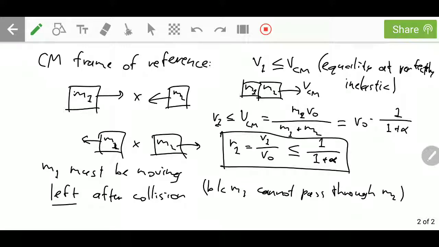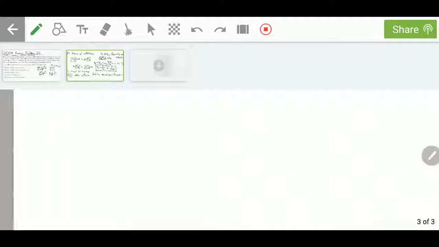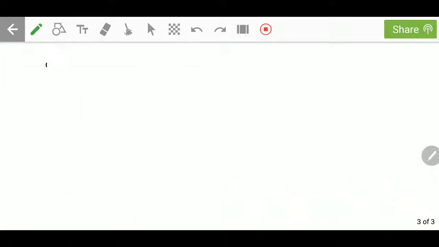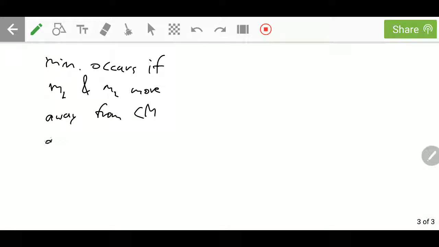Now when does the minimum occur? Well, in the center of mass frame of reference again, the minimum occurs, because the center of mass has a fixed speed, and so the minimum velocity of object 1, or they ask for the minimum speed, but ultimately I'll show that that matches with minimum velocity. It occurs if m1 and m2 move away from the center of mass as fast as possible.